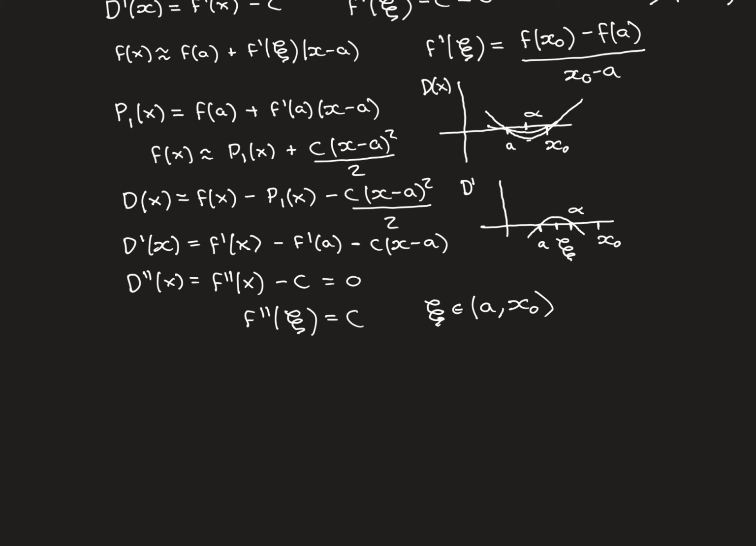And now this argument extends. In the third case, you just apply Rolle's theorem 3 times. In the fourth case, you apply Rolle's theorem 4 times, etc. So we'll now do the general nth degree case. So the general nth case then.